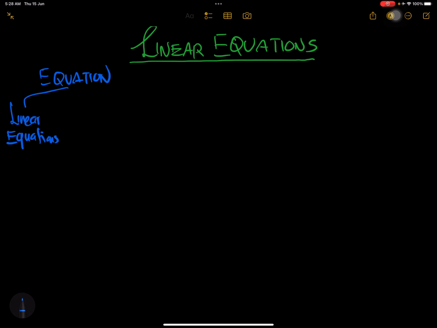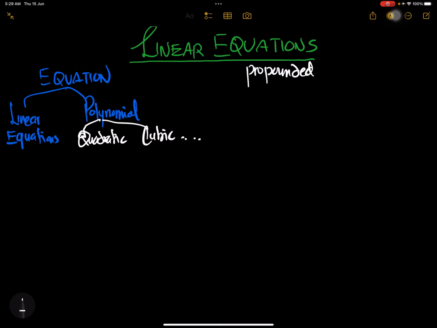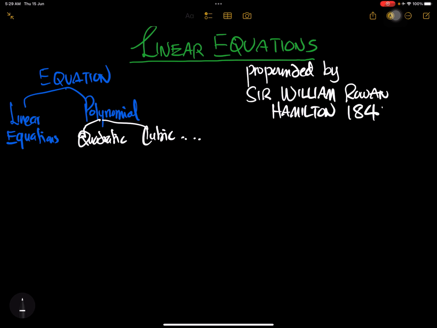Now, linear equations were propounded by a man named Sir William Rowan Hamilton, in the year 1843. But today we are just going to focus on linear equations, and then we will continue from there.